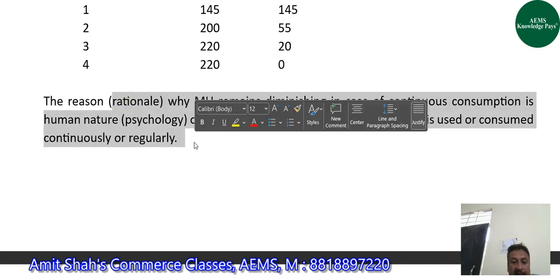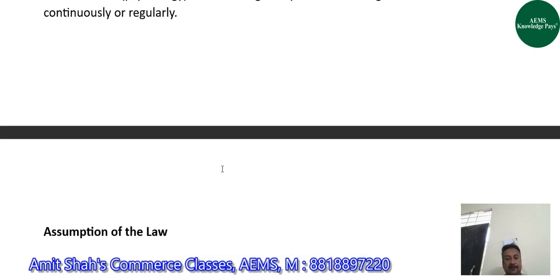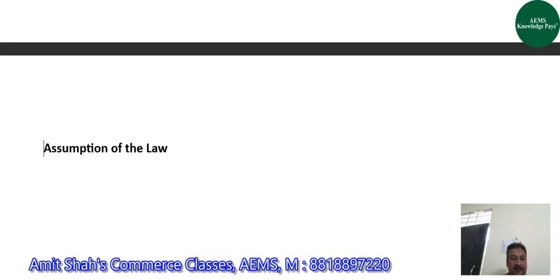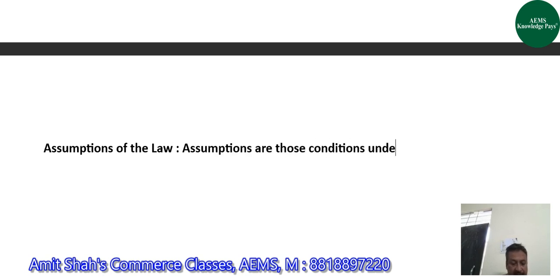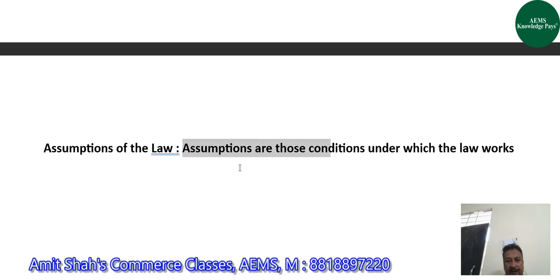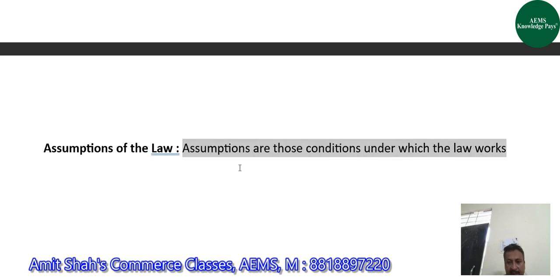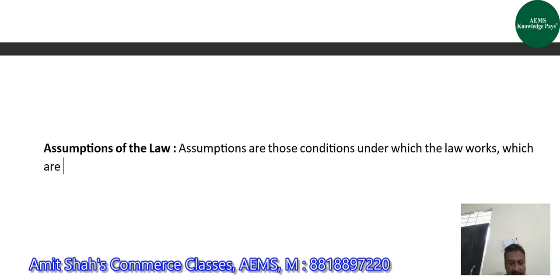Till here. Yes, sir. So, guys, next thing, assumptions of the law. Assumptions in economics are the conditions under which a law works. So, assumptions are those conditions under which the law works. Which law? Obviously, the law of diminishing marginal utility, which are as follows.